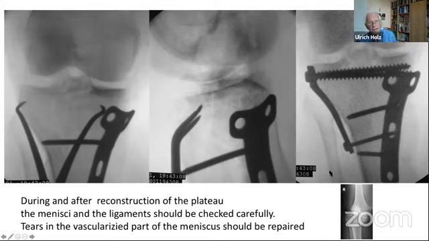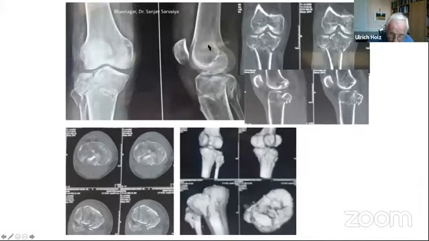During and after the reconstruction of the plateau, the menisci and ligaments should be checked carefully. Tears in the vascularized part of the meniscus should be repaired. If ever possible, you should not remove a meniscus because the meniscus is protecting the surface of the plateau.